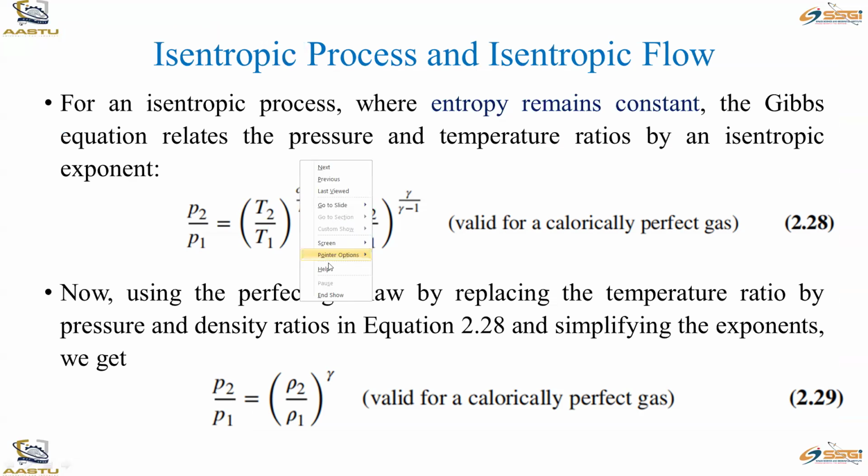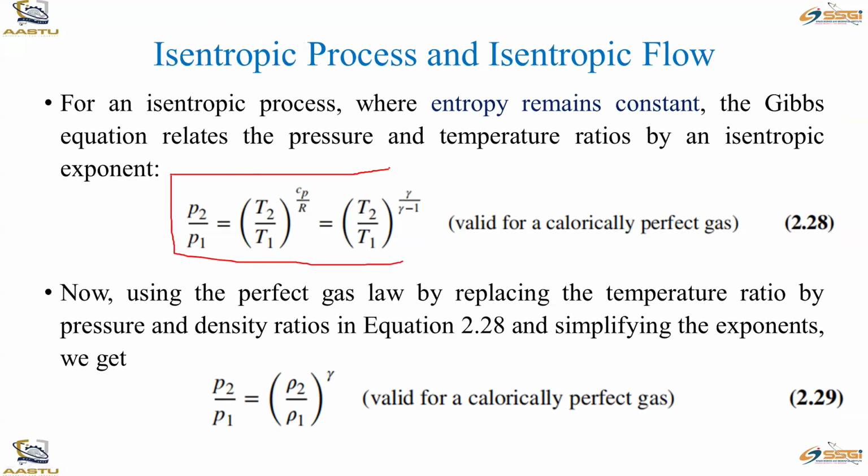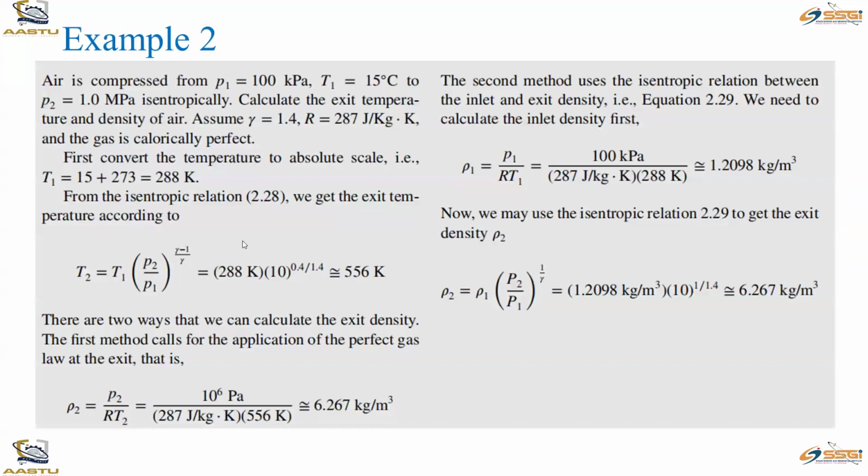They are very important, and they appear in many places. This is the pressure and temperature relation. This is the pressure and density relation in the isentropic process for calorically perfect gas applications. Okay, so now based on what we have discussed, someone can perform some examples here.